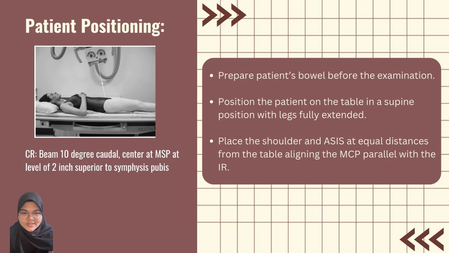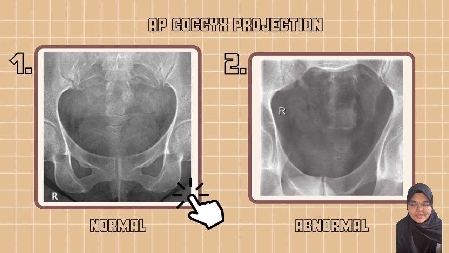For patient positioning, first we're going to prepare the patient's bowel before the examination and then position the patient on the table in supine position, with the legs fully extended, and then center the shoulder and ASIS equidistant to the table to align the MSP parallel to the IR. Here we have two radiographs: the first one is the normal radiograph and the second one is the abnormal radiograph.